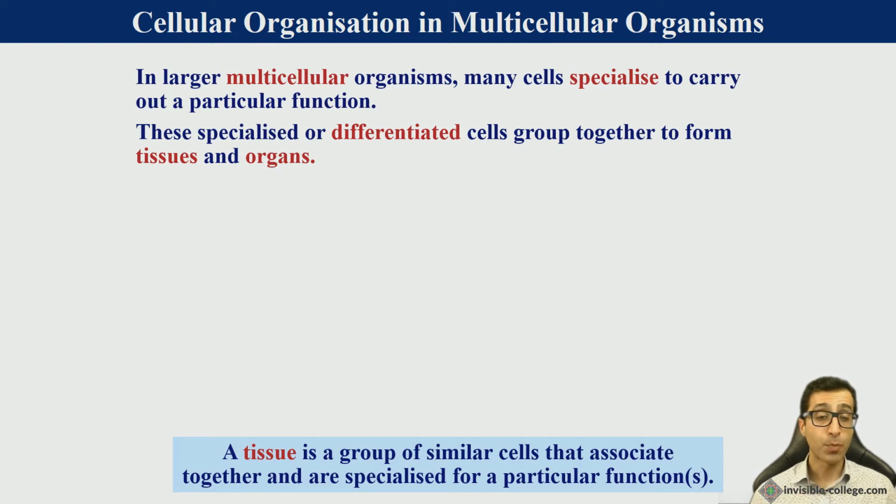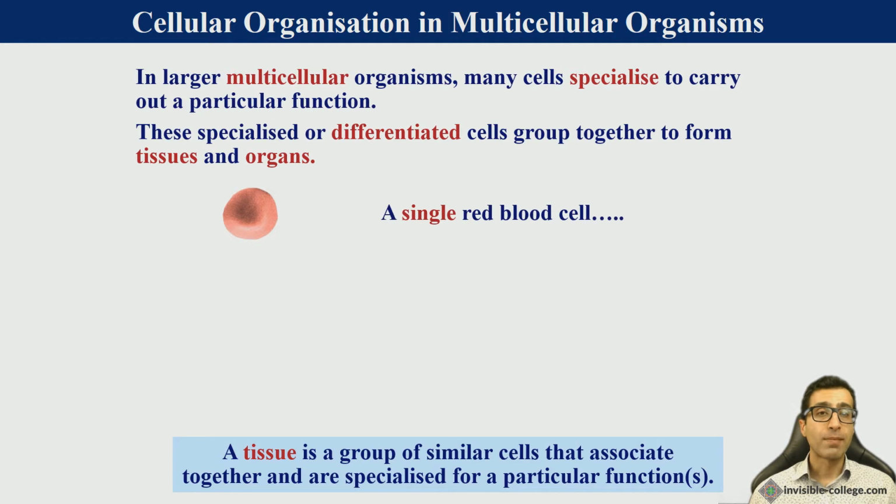So the point that I'm making here is that differentiation is the process by which a stem cell, for example, will change to become specialized to perform a particular set of functions. So differentiation is the process by which specialization occurs. Specialization refers to the specific structural characteristics of a cell which enable it to perform specific functions within a multicellular organism.